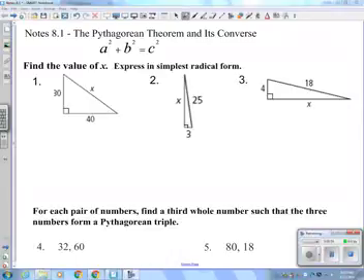Okay, today we're going to do a little bit of review on Pythagorean theorem just to make sure that you can follow the directions for some other questions. We just need to review a little bit about how do you find a missing side on a right triangle. And that's what Pythagorean theorem's all about.